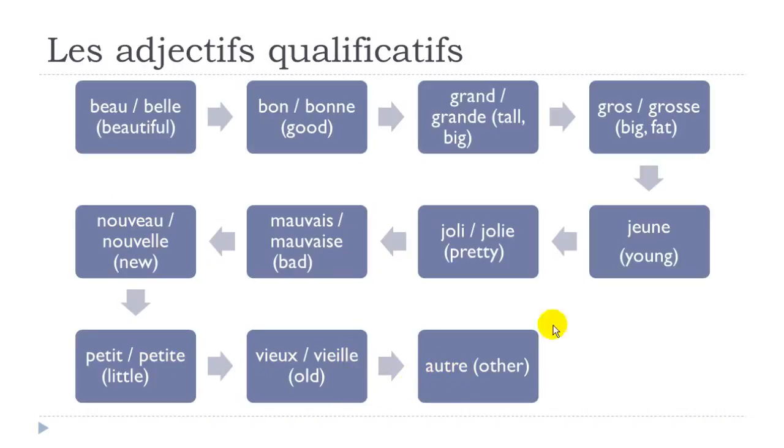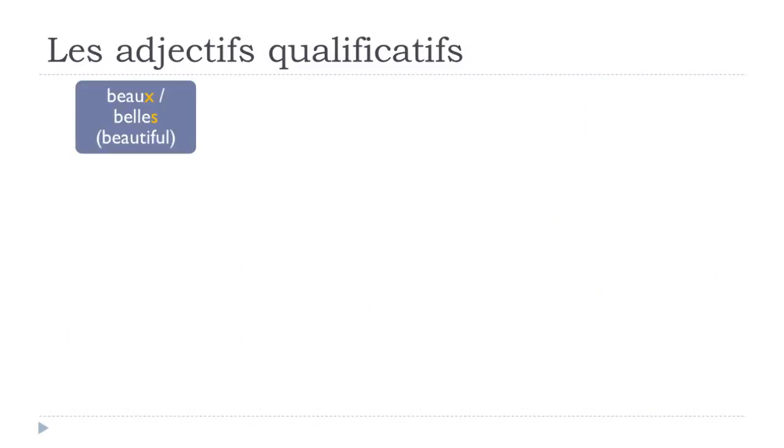Autre, same thing here as for jeune, only one form. These adjectives will come before the noun. Now we'll see the plural version, and it's beaux. You put this X at the end, but you don't pronounce it, so it's beau. Belle, bon, bonne. Final S not pronounced.